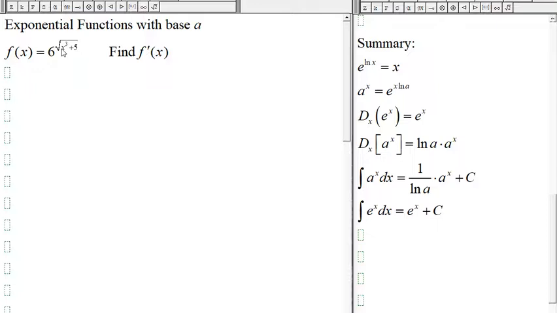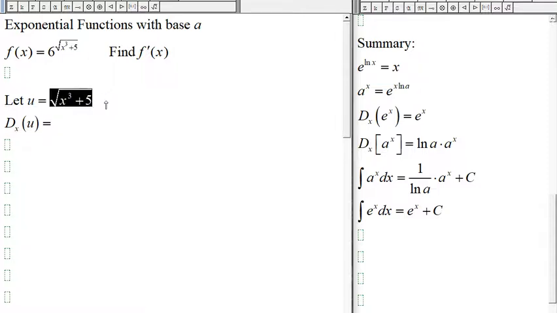Here we have the function 6 to the square root of x to the third plus 5, and we want to find the derivative. In this case, what we can do is let u be the square root of x to the third plus 5. And so u prime, or the derivative of u with respect to x, and recall that this is the same as x to the third plus 5, to the 1/2.